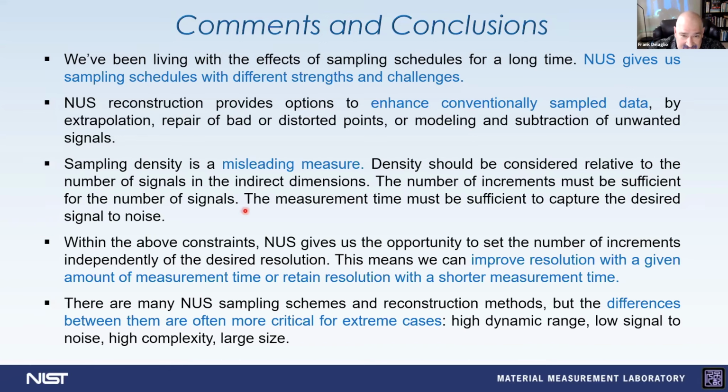And so quick comments: we've been living with the effects of sampling schedules for a long time. Non-uniform sampling gives us a way to generate sampling schedules with different strengths and challenges. And most critically, sampling density is a misleading measure. We should always consider density relative to the number of signals in the indirect dimensions. We have to measure enough increments to account for the number of signals. And no matter what, we have to capture a sufficient amount of intensity to see the peaks of interest.